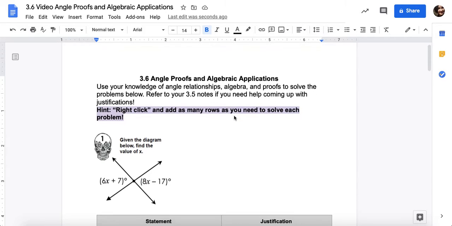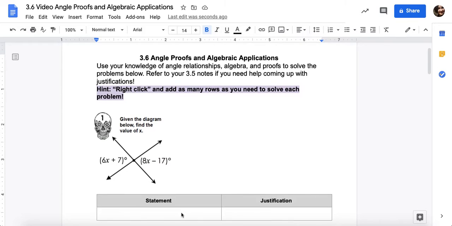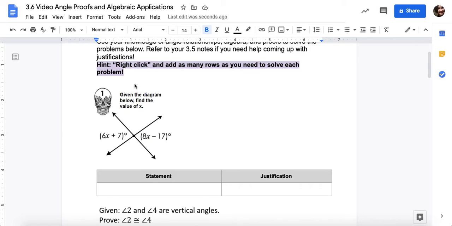Do a quick example from the first problem on your work. So today you're going to use your knowledge of angle relationships, algebra, and proofs to solve the problems below. Your 3.5 notes will be very, very helpful if you need help coming up with your justifications here.